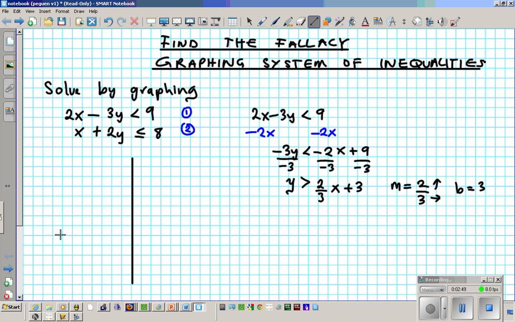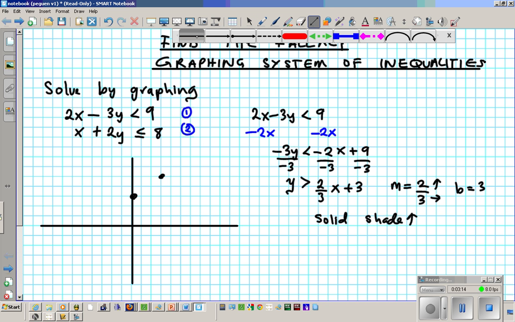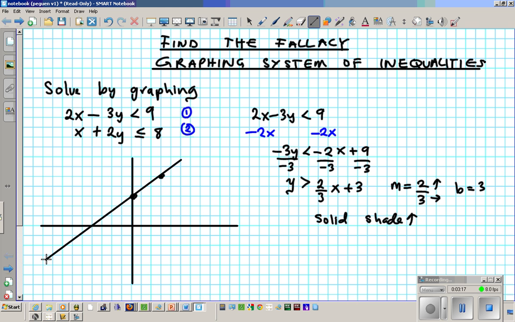So, wait a minute, how about the special effects? What does greater than mean? Greater than means it's solid and shade up. Okay? Alright, let's graph it. Starting from 3, we go up 1, 2, and over 1, 2, 3. I'm going to draw a solid line with the arrows pointing up, like the top of a roof. Okay. Now, let's do the next one.